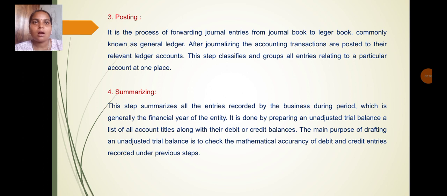Summarizing. After posting the ledger, this step summarizes all the entries recorded by the business during the period, which is generally the financial year of the entity. It is done by preparing an unadjusted trial balance, a list of all the account titles along with their debit or credit balances. The main purpose of drafting an unadjusted trial balance is to check the mathematical accuracy of debit and credit entries recorded under the previous step.